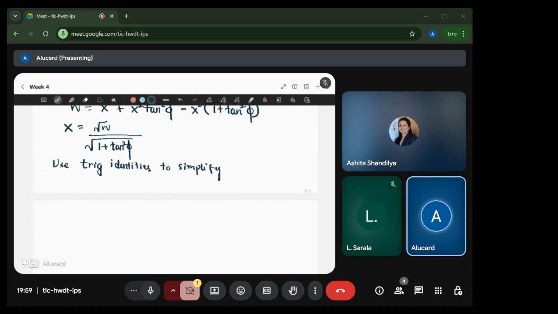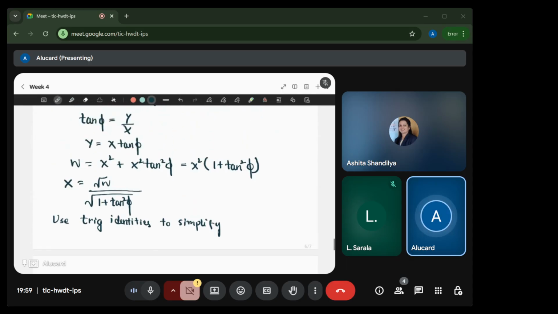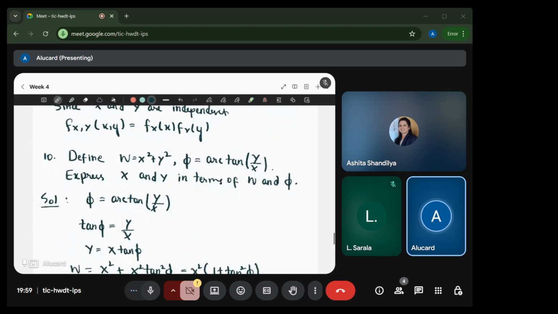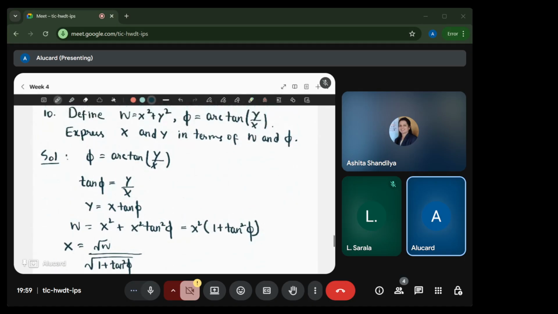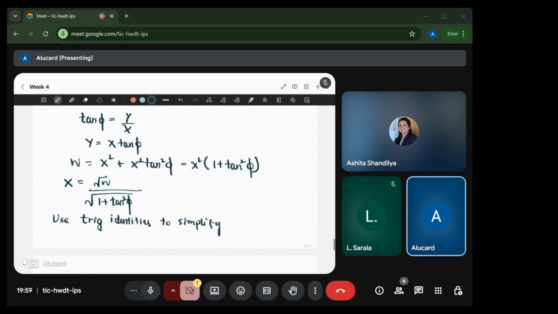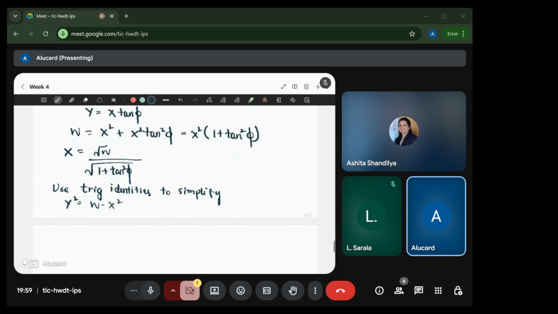Then you'll get x is square root of w times sine or cos phi. Now once you get that, you can put it back in w is equal to x square plus y square. Y square is w minus x square, which is w minus w over 1 plus tan square phi.